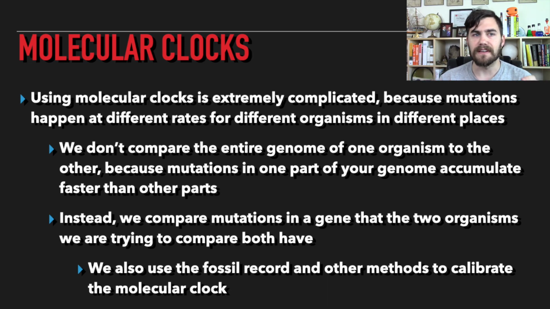We can't compare the entire genome of one organism to the other because mutations in one part of your genome accumulate faster than other parts. So what do I mean by this? Well, here's an example. Let's say we take two random people and we want to figure out how old they are, but we can't ask them what year they were born. That'd be the easy way. So we have to figure out how people change over time. Okay, well, could we use how tall they are, because people get taller over time?